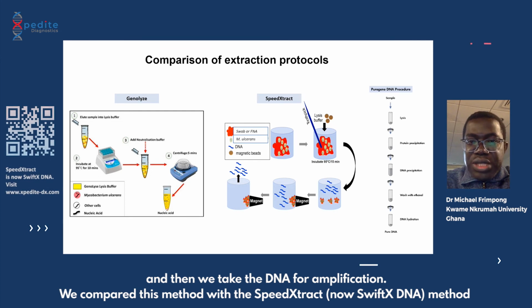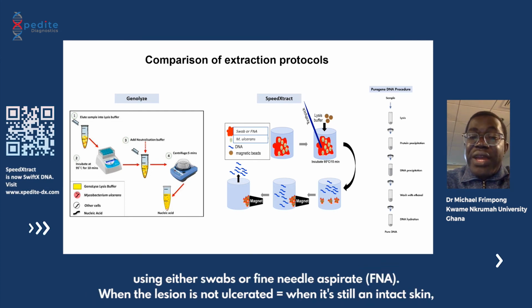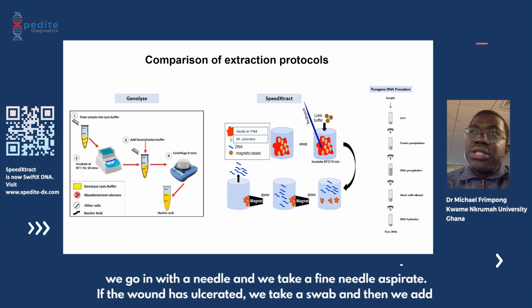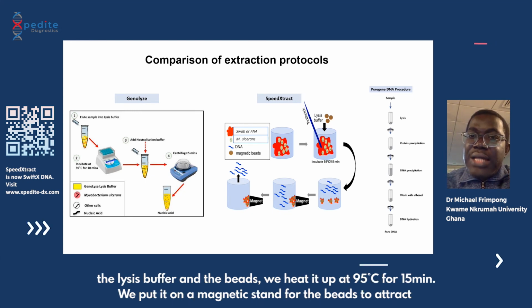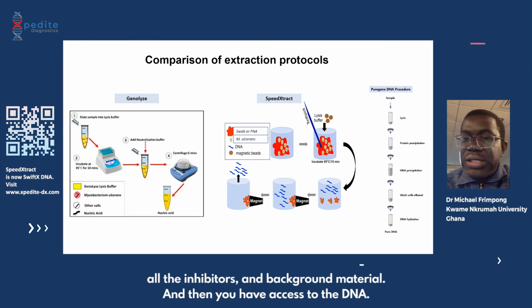We compare this with the SpeedXtract method, where we use either a swab or the fine needle aspirate. So we take fine needle aspirate when the lesion has not ulcerated, when it's still an intact skin. So we go in with a needle, we take a fine needle aspirate, or if it has ulcerated, we take a swab. And then we add our lysis buffer and our beads. We heat it up at 95 for 15 minutes. We put it on a magnetic stand for the beads to attract all the other inhibitors and other background material. And then you have access to the DNA.